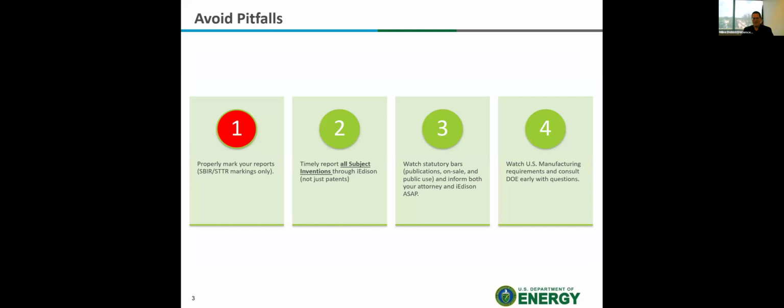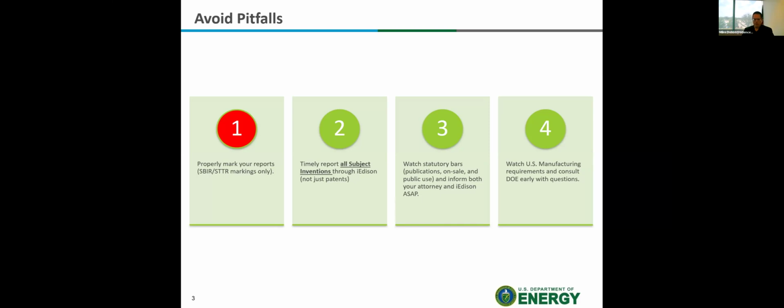So, as I said, in my experience here, I'm trying to give everybody 4 big things to keep an eye out for, 4 big pitfalls. One is to properly mark your data. Make sure you're using the SBIR STTR markings only. Report those subject inventions. DOE does have some programs to identify unreported inventions. Watch out for those statutory bars. And then U.S. manufacturing is growing; with each administration, it seems like there's even more concern and more interest in U.S. manufacturing and protecting U.S.